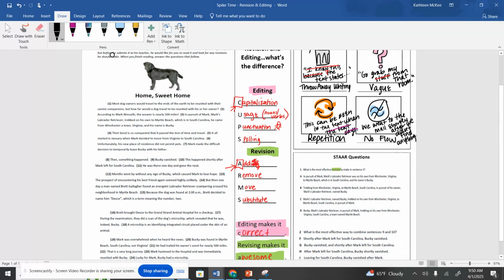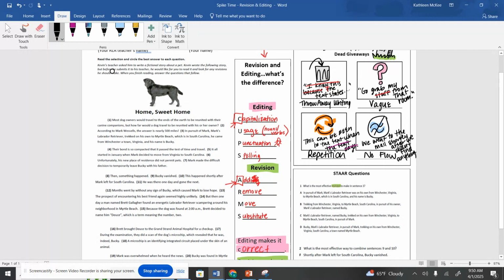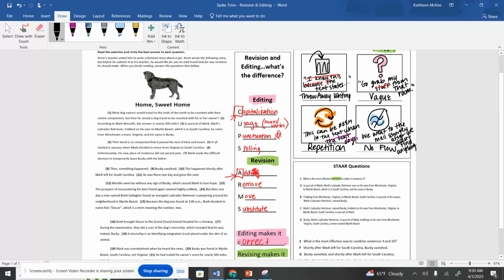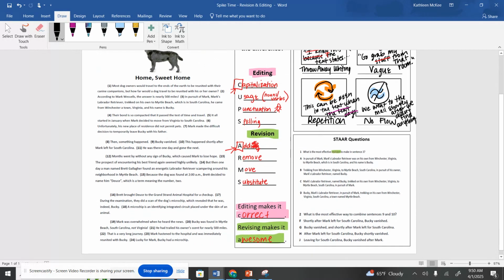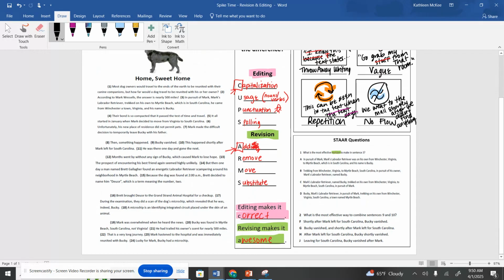We're not even going to read this whole revision and editing passage today, but we are going to read parts of it. On the STAR test, we encourage you to read the whole thing, but for time's sake during Spike Time, I'm just going to go over the questions with you to kind of show you how you can use dead giveaways to help you. In number 1, it says, what is the most effective revision to make to sentence 3? So we have to go to sentence 3 and notice what we notice.